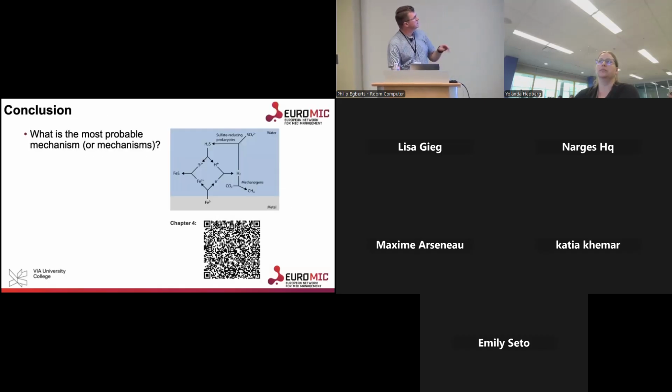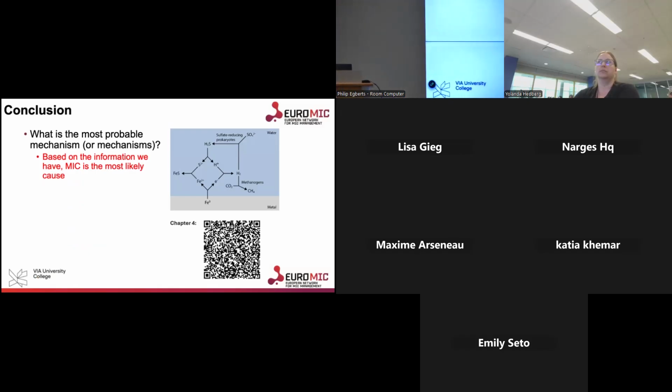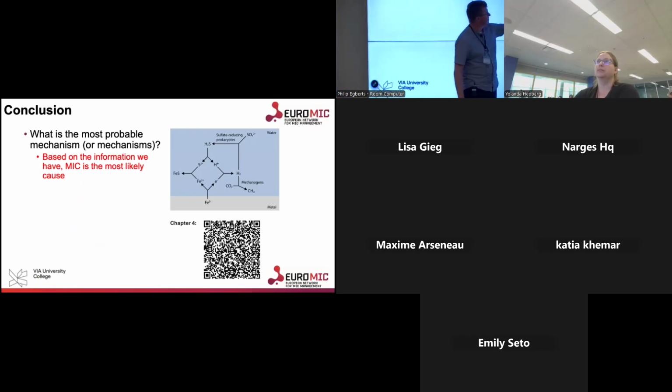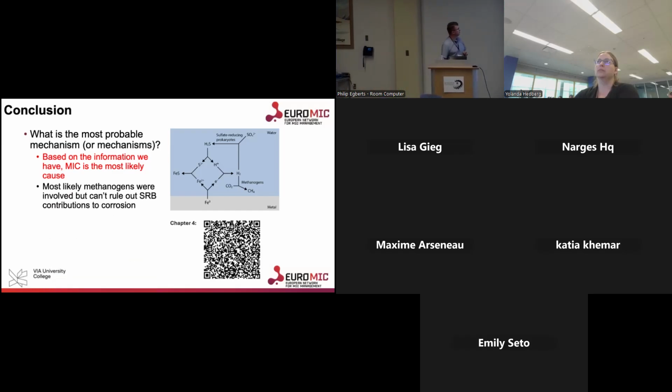So this is, I think Lisa had a similar thing here. But this is chapter 4 in one of the books that I described. And these are the usual suspects, the methanogens and the sulfur-producing prokaryotes, dragging electrons off the metal surface. So for us, it was not a big surprise, but we needed to put all the evidence together.